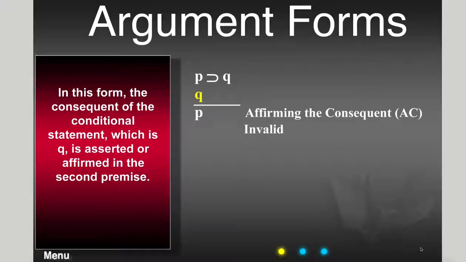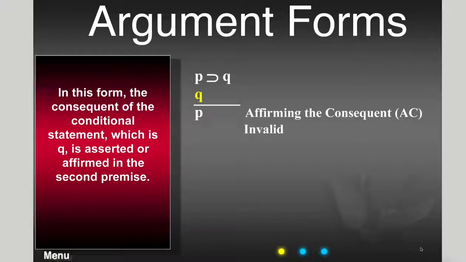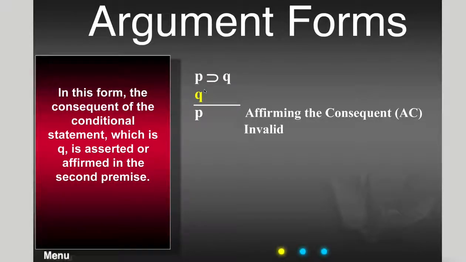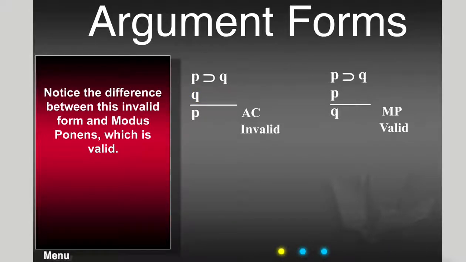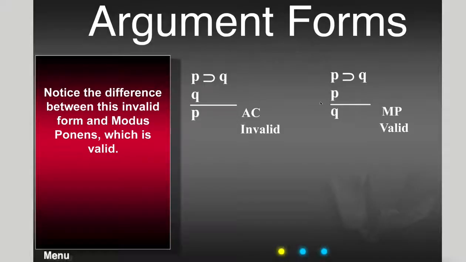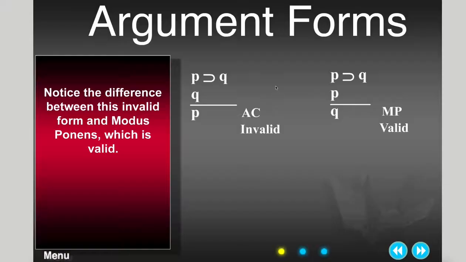So affirming the consequent is an invalid argument form. In this form, the consequent of the conditional statement, Q, that is, you're saying it's true, but it does not lead naturally to P by order of reasoning. So this is invalid. Look how close it is to this. And you'll see people do this actually quite often.